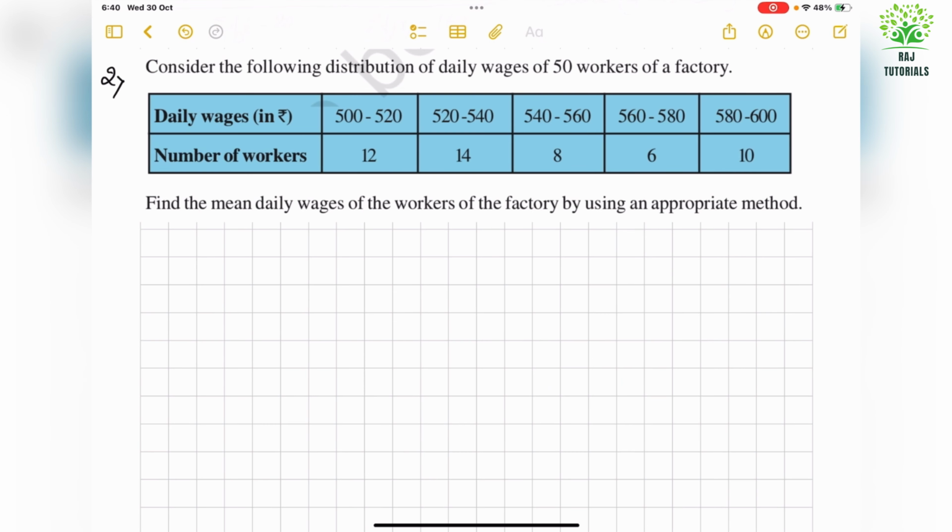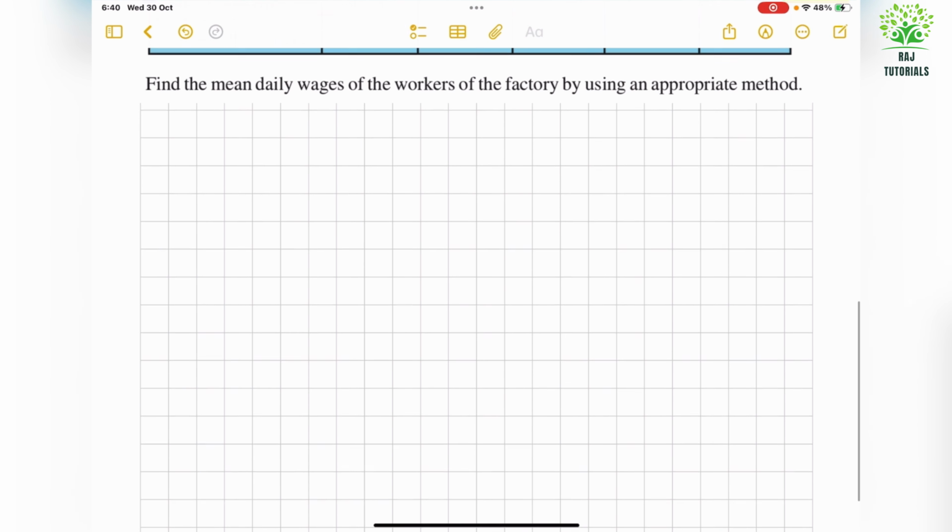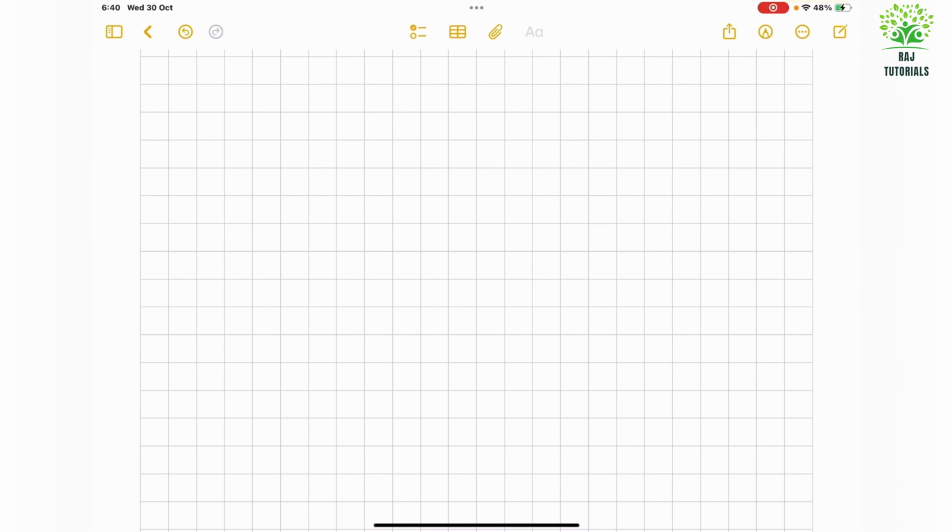Now question 2 says consider the following distribution of daily wages of 50 workers of a factory. Find the mean daily wages of the workers of the factory by using an appropriate method. So if you see carefully, the values are a little big, that is 12, 14, 8, 6 and 10. So I would prefer to use the step deviation method. Now let us solve it.